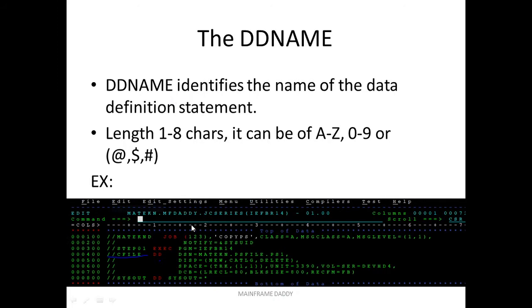statement. So this mainframe PS file, ps1, can be identified using the DD name. CFILE is the DD name, so the file can be identified using this DD name. It can be 8 characters in length, and it can be a combination of alphabetic, numeric or national characters. So these three are called national characters: at, dollar and hash.